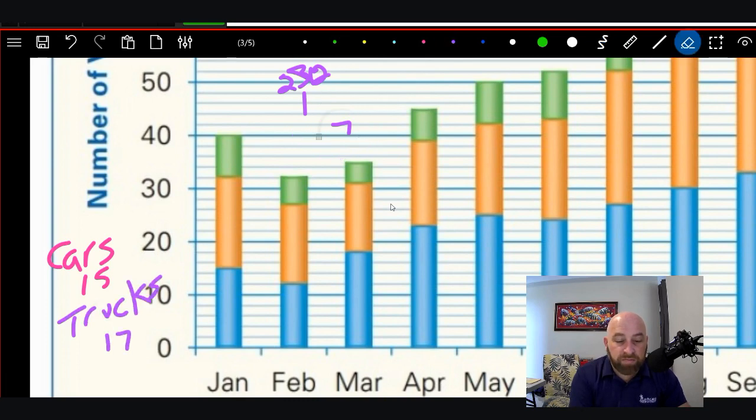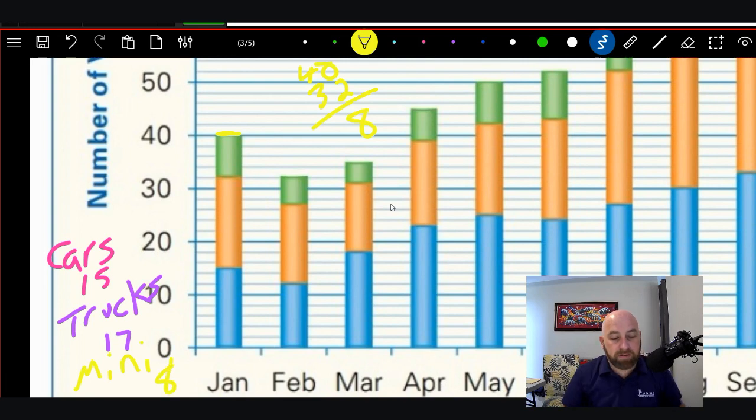And then to find out how many minivans we sold, we would come up here. And that would start there at 32, and then it would go till 40. So we would subtract there, and we would get 8. So minivans, we sold 8 minivans. Okay, so that's how those segmented bar graphs work.